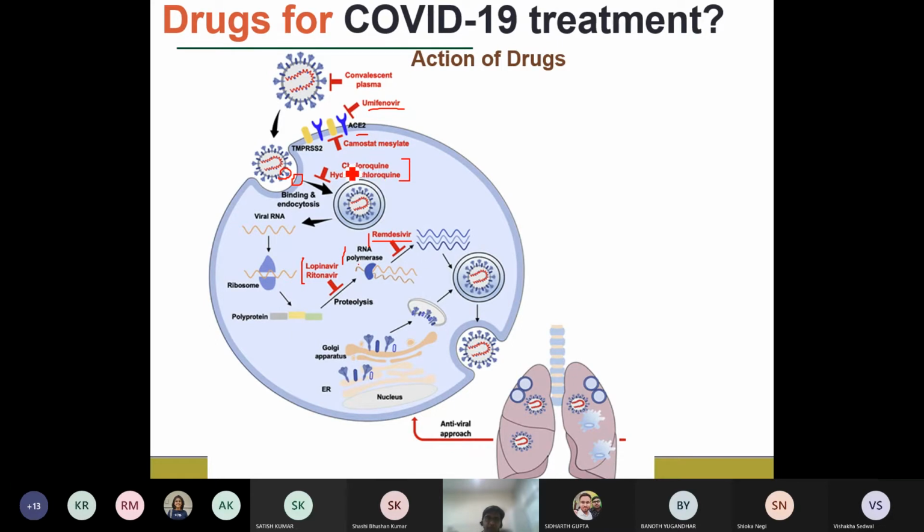Then we have hydroxychloroquine or chloroquine as such. So that actually prevents the binding of the receptors that are present on the surface of the virus to, for example, the ACE2 receptor that is present in the lungs of our cell, and so on. There are other types of drugs.